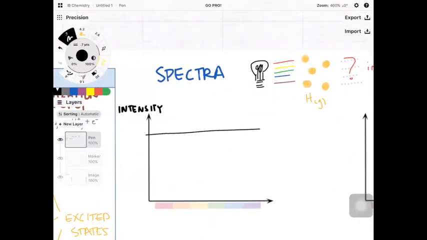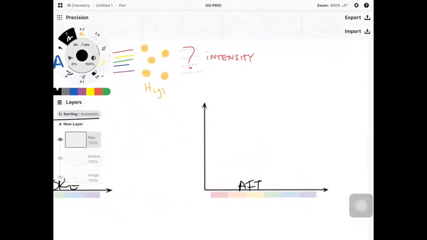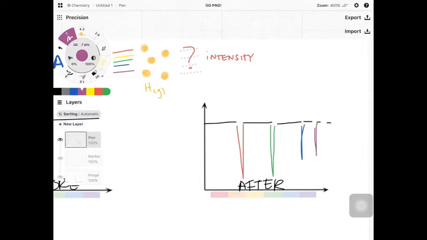And so if we were to measure out his experiment on a graph, we would get 100% intensity of all the colors before passing through the hydrogen. And then he noticed after passing through the hydrogen, there was 100% intensity on all colors of light except for very specific colors of light. So we saw all the colors except for very few.